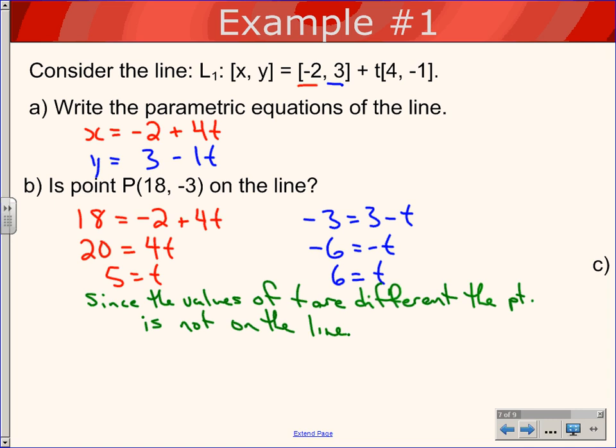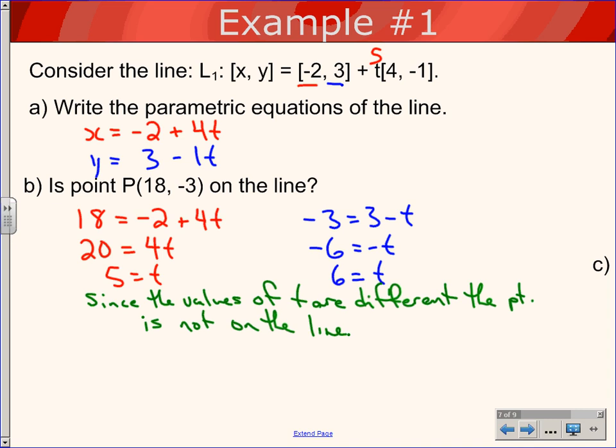So in order for it to be on the line, we would have had to get the same value of t both times. So we would have had to get 5 and 5, or 6 and 6, whatever. They had to be the same number. The reason is, if you think about what would happen, if t was 5, then up at the top here, I would sub in a 5 for t, right? Well, that 5 would affect the x component and the y component and give us a couple of numbers.